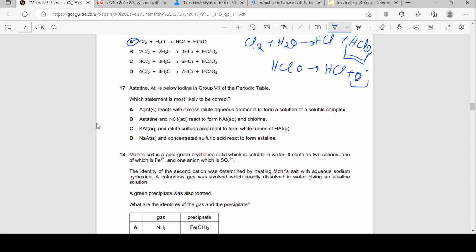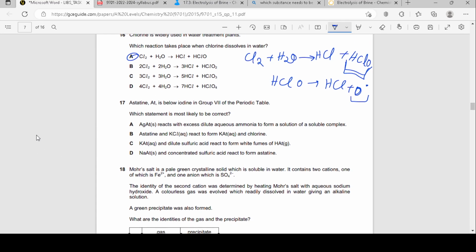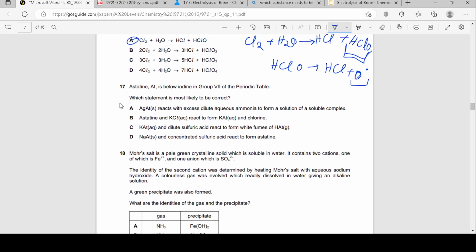Astatine, At, is below iodine in group 7 of the periodic table. Which statement is most likely to be correct? So I'll just write down my group 7 elements: fluorine, chlorine, bromine, iodine, and astatine. Okay. So which statement is most likely to be correct? AgAt reacts with excess dilute aqueous ammonia to form a solution of soluble complex.